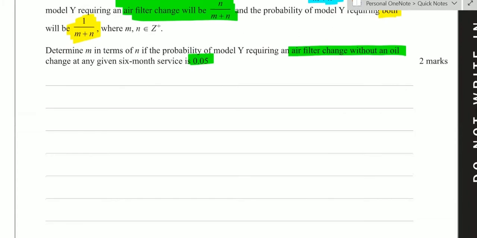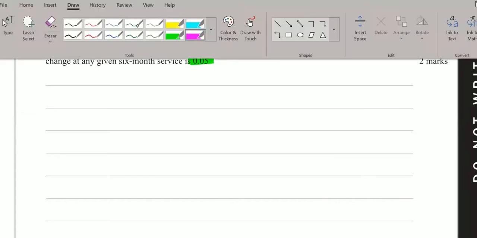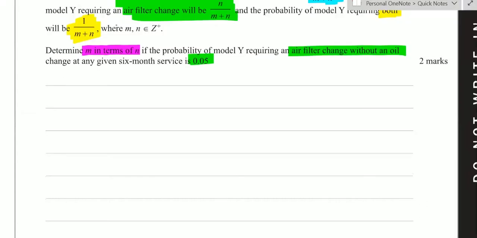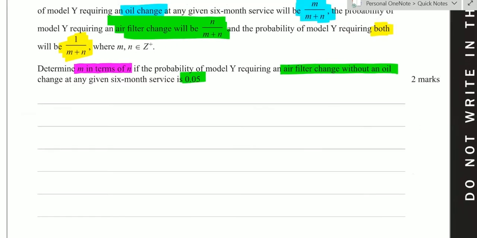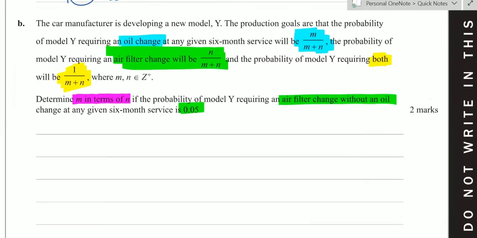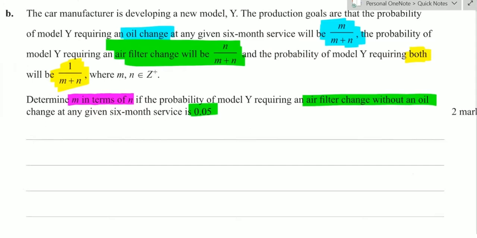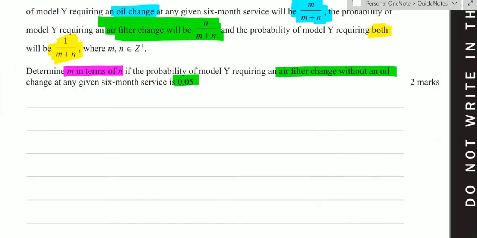So next question. This is also an important one where you have to read the question, because it says determine m in terms of n. So you actually don't have to find what m and n are. You just have to find m in terms of n. Hopefully you guys didn't waste a lot of time on that like me, because I didn't read the question properly. But yeah, that's all you needed to do.